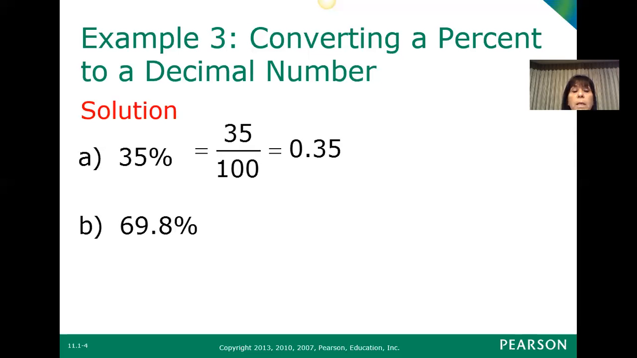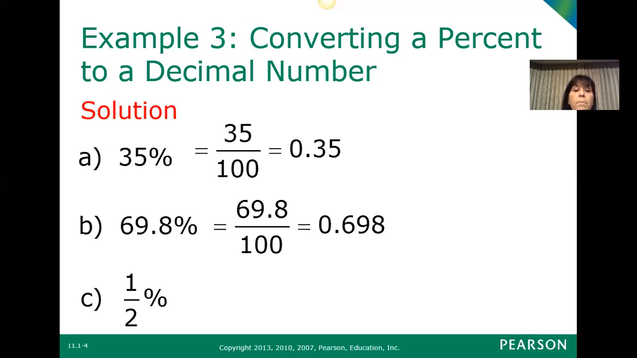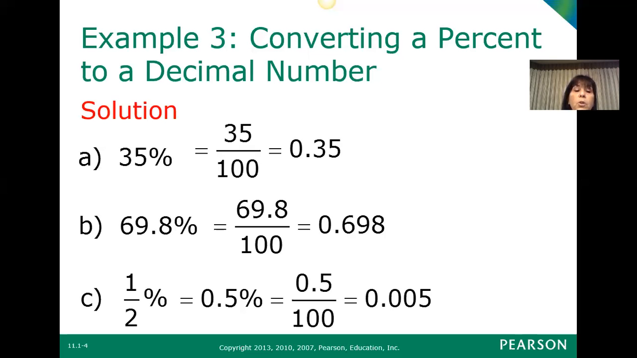Same thing with 69.8%, dividing it by 100, we will move the decimal point 2 places to the left, so the decimal point will end up in front of the 6, and we will remove the percent sign. And the last one, if we have 0.5%, that one's a little tricky. We would like to get that into a decimal form. So again, 1/2 is the same as 0.5. And again, if I take 0.5 and move it 2 places to the left, you will end up with 0.005, and again, remove the percent sign.